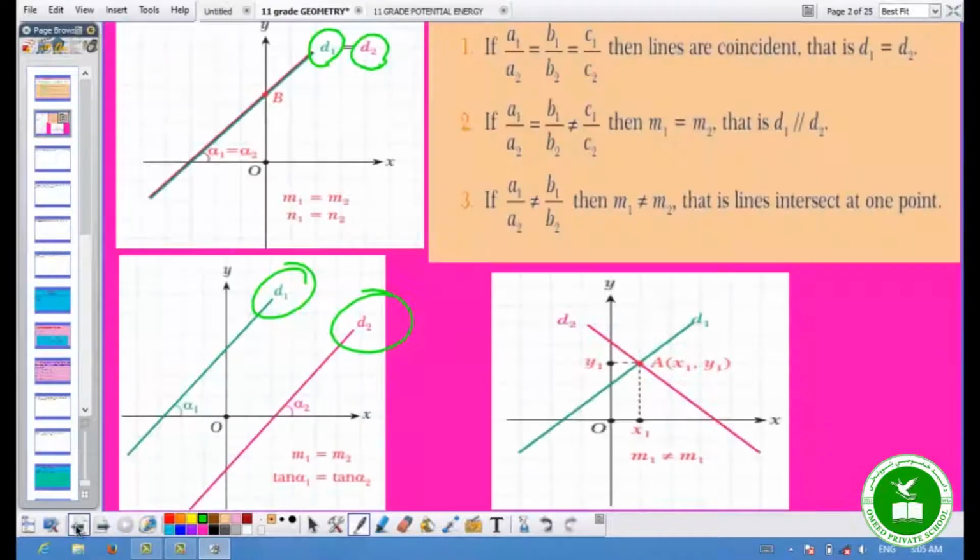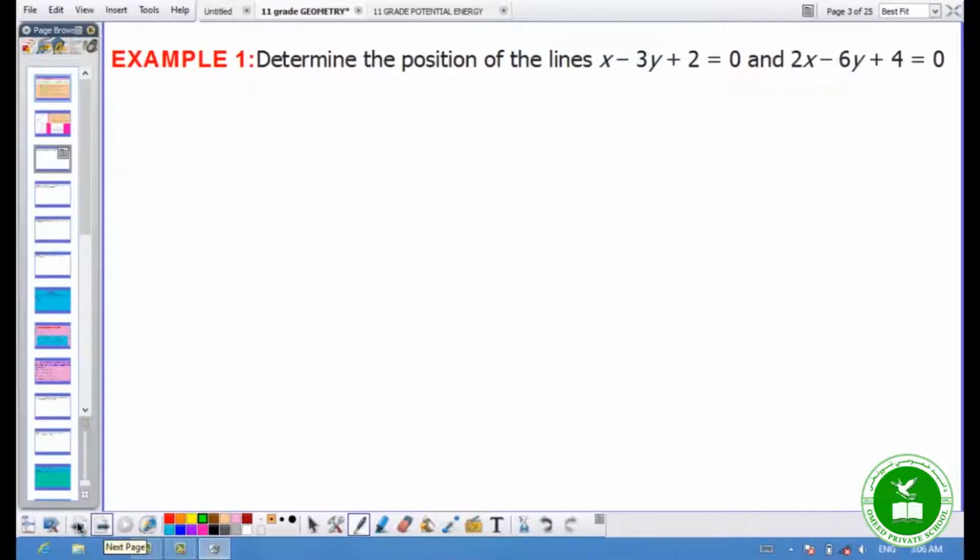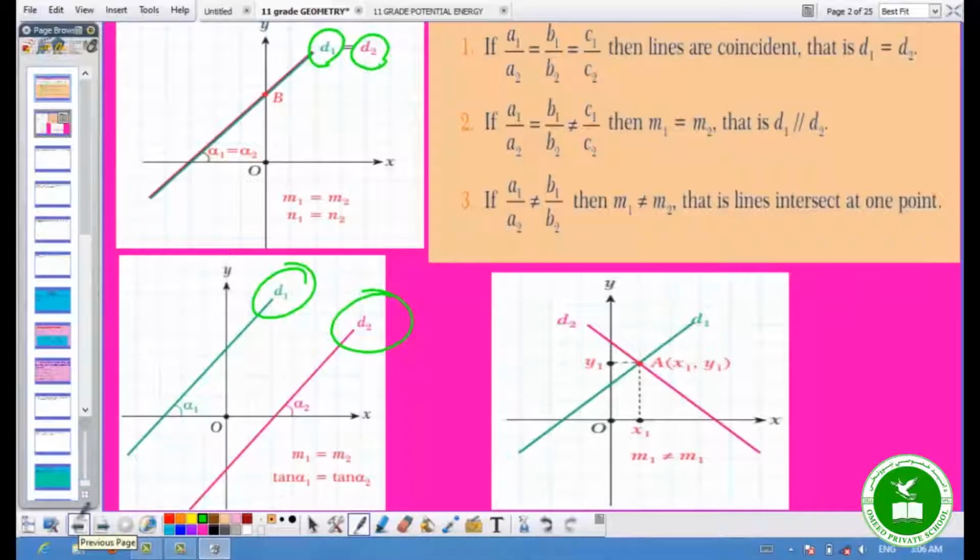For the third case, if the ratio of coefficients of x is not equal to the ratio of coefficients of y, then these two lines intersect each other. It means they have one common point, one intersection point. Just see the diagram. Line number 1, line number 2. You see, they intersect each other at point A. So they are intersecting lines.